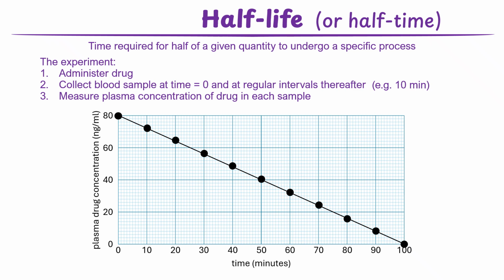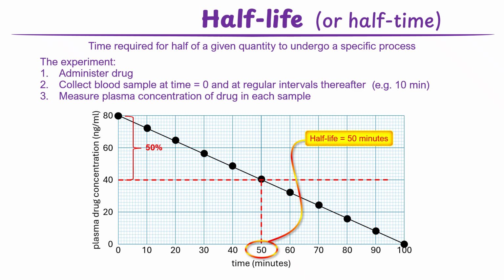Draw a horizontal line at 50% of the plasma concentration measured at time 0. From where the horizontal line meets the data, drop a vertical line down to the x-axis. The time at which it reaches the x-axis is the half-life. In this example, the concentration fell to half its starting value after 50 minutes. So the half-life is 50 minutes.